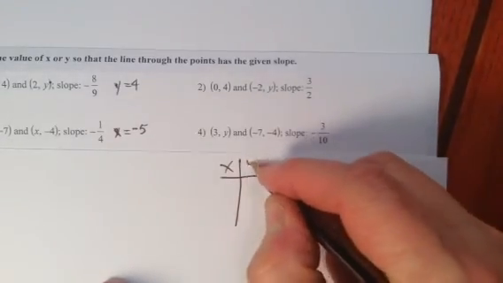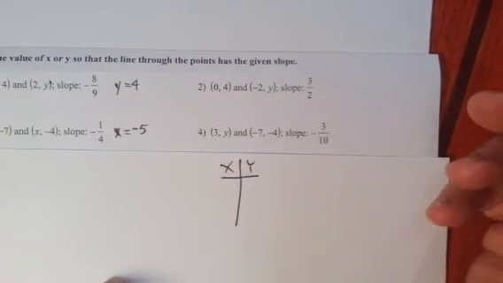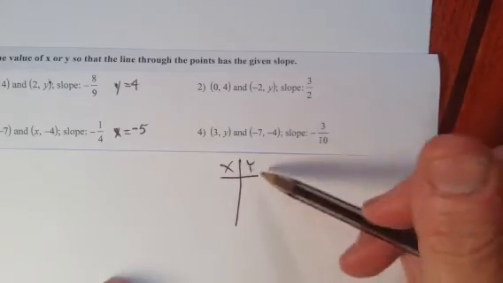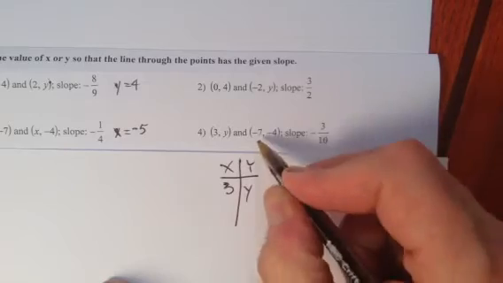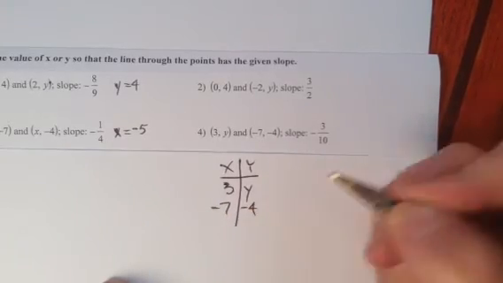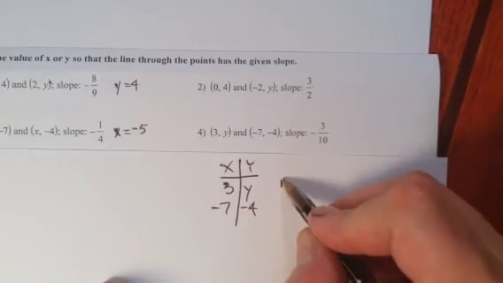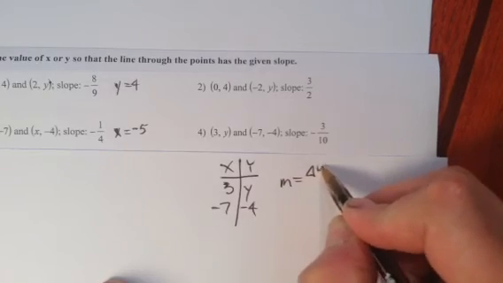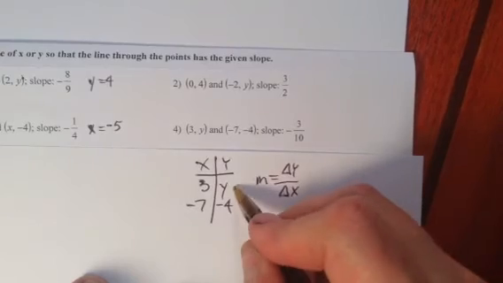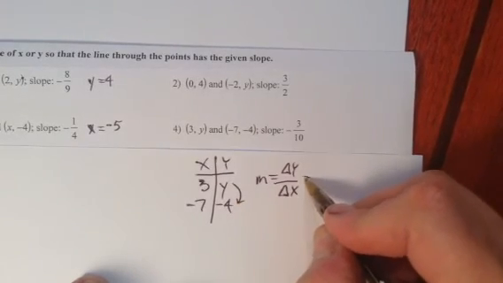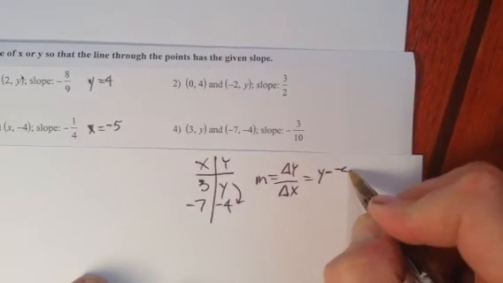So here we go. This is what I want you to do on all your problems. Make your xy. Alright, which one comes first? The one with the missing part. So 3, y, negative 7, negative 4. Do your slope. Your slope is your change in y over your change in x. Alright, so let's do that. Let's do the change in y. That is y minus a negative 4.